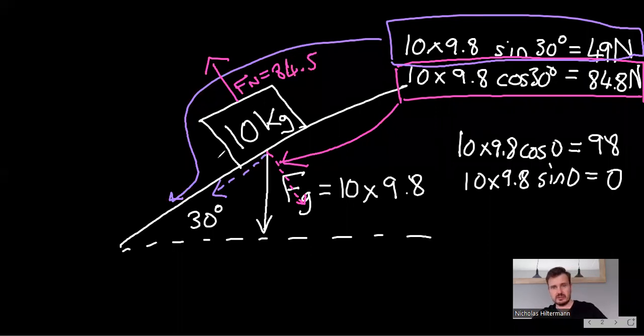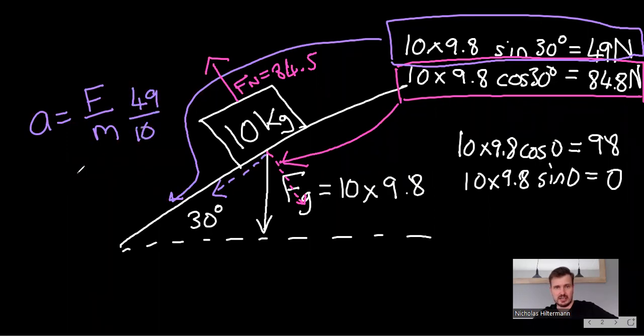The other thing I can do is I can figure out the acceleration of this object. Because force equals mass times acceleration. I'm assuming this is a frictionless surface, by the way. Otherwise, we would have to bring that into play. But acceleration of the object is equal to the force over the mass. And we know the force is 49, and the mass is 10. And so the acceleration of this is going to be 4.9 meters per second squared.